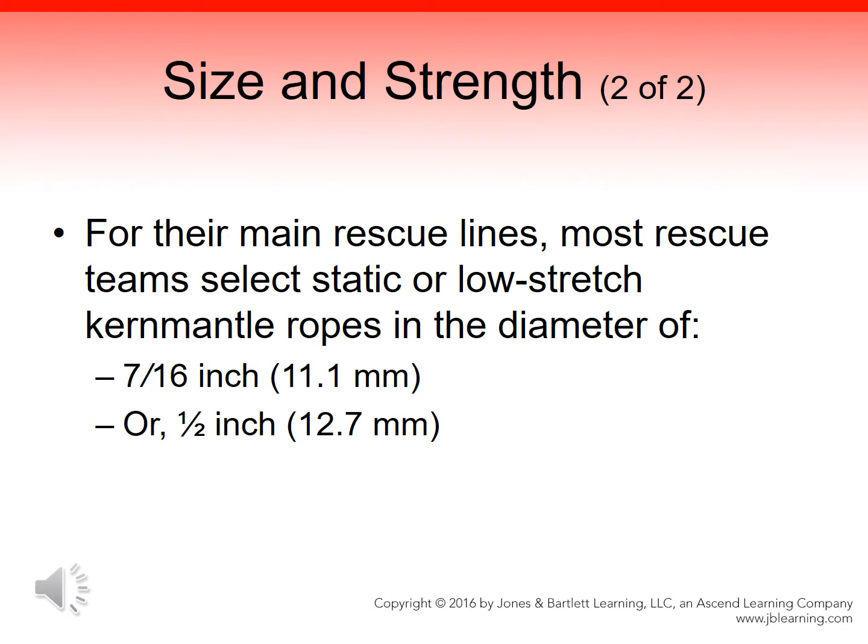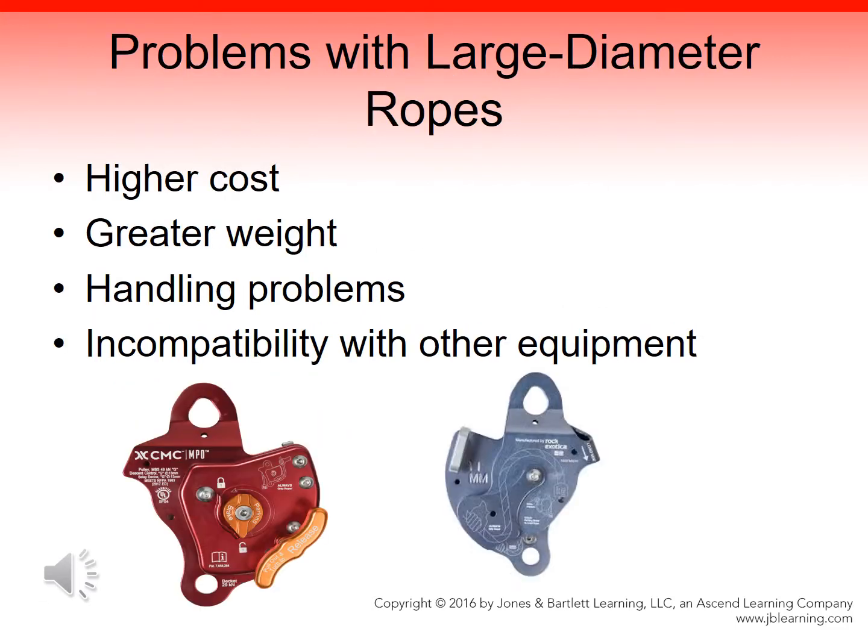Size and strength. For their main rescue lines, most rescue teams select static or low stretch Kernmantle ropes in the diameter of 7/16 inch or 1/2 inch. Problems with large diameter ropes: larger diameter ropes have a higher cost, greater weight, they're difficult to handle at times, and they can have incompatibility with certain equipment.